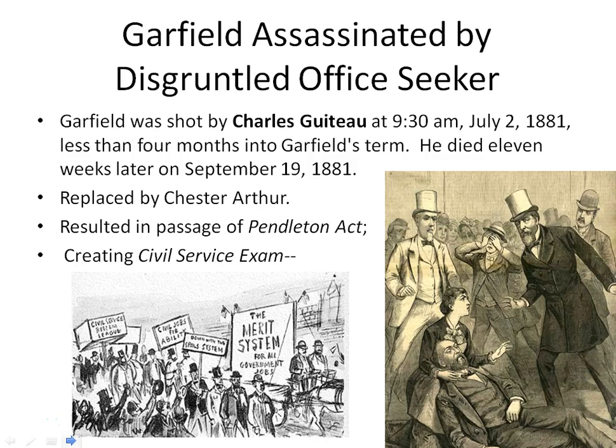We're going to pick up where we left off in class, and that is with Garfield being assassinated by a disgruntled office seeker. And as we talked about, Garfield was shot by Charles Goodyear, July 2nd, 1881. He eventually dies on September 19th, replaced by Chester Arthur, his vice president.